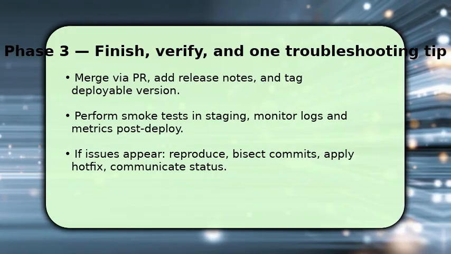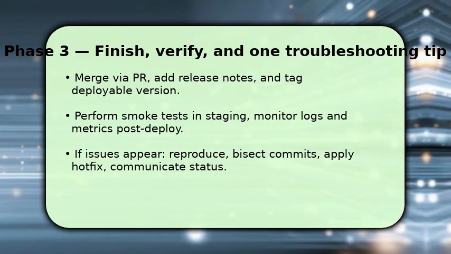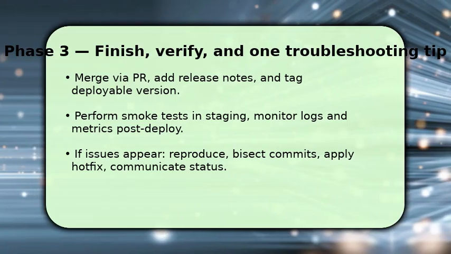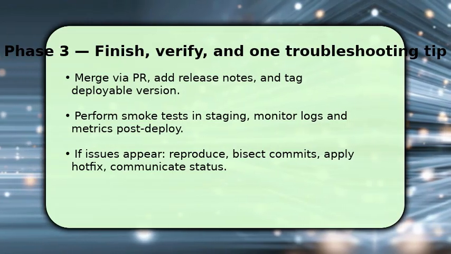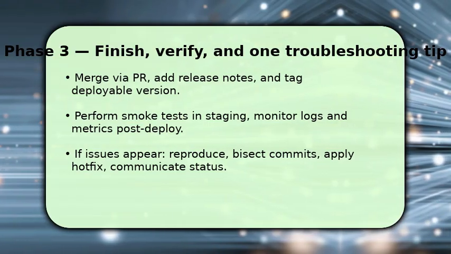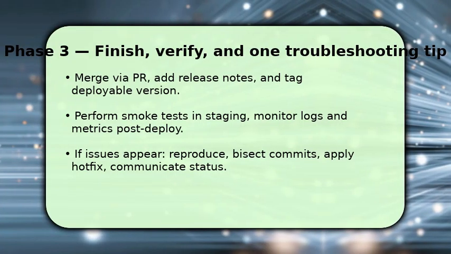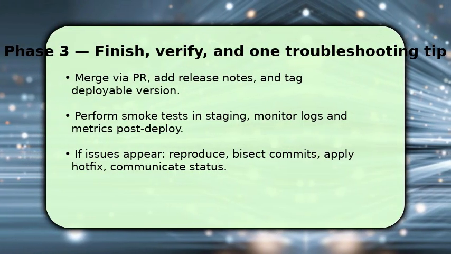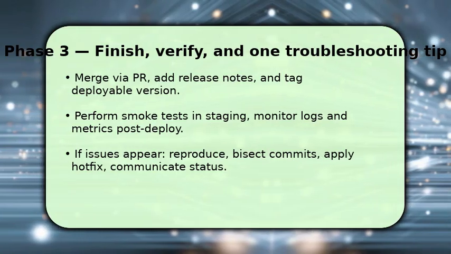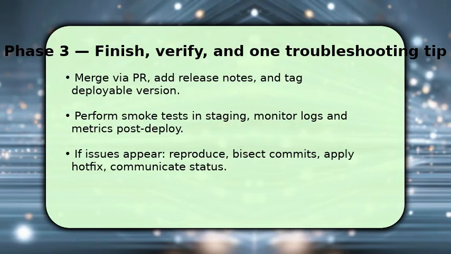Deploy to staging and run smoke tests, then promote to production while monitoring logs, errors, and performance metrics. If something goes wrong, reproduce the issue locally, use Git bisect to find the problematic commit, and apply a focused hotfix. Communicate status to stakeholders, then add tests or guards so the same problem is less likely to recur. Prevention saves time later.